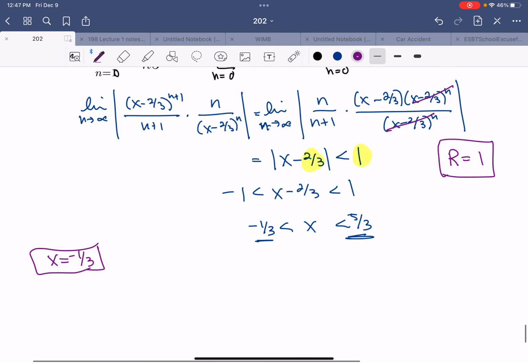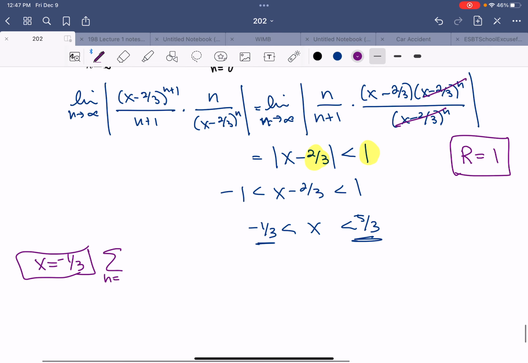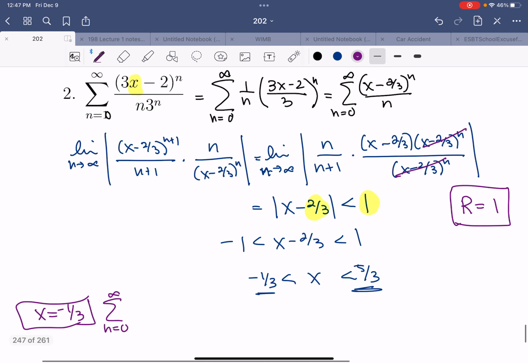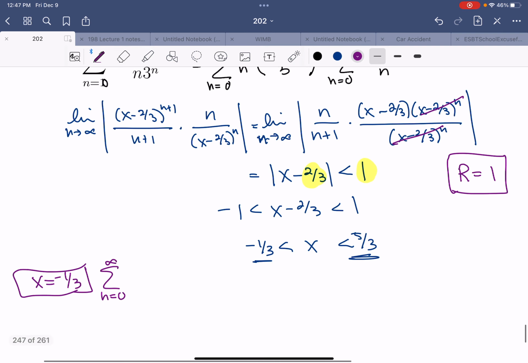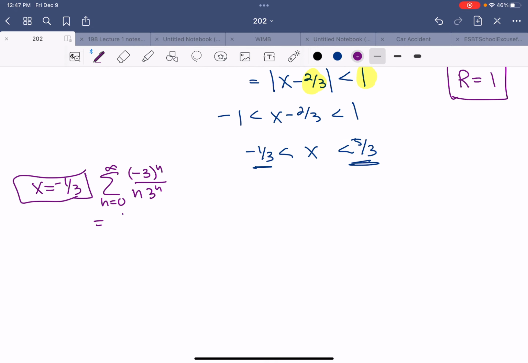So that means that we've got the sum from n = 0 to infinity. You're plugging in −1/3 into that x. So 3 times −1/3 is −1. −1 minus 2 is −3 to the n. So we get (−3)^n on top, and you have n·3^n on the bottom. In order to simplify this, I'm going to separate that top to (−1)^n times 3^n, so I can cancel the 3^n's. And that means I'm really working with a simplified series of (−1)^n over n.